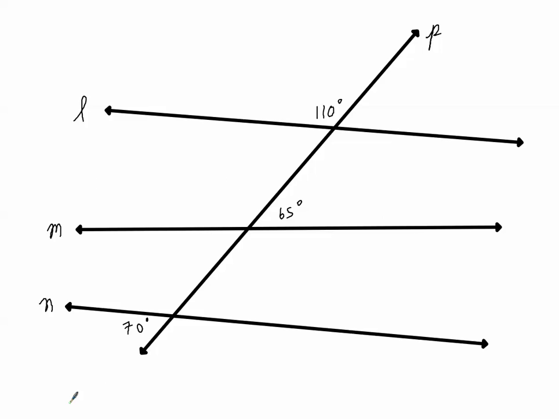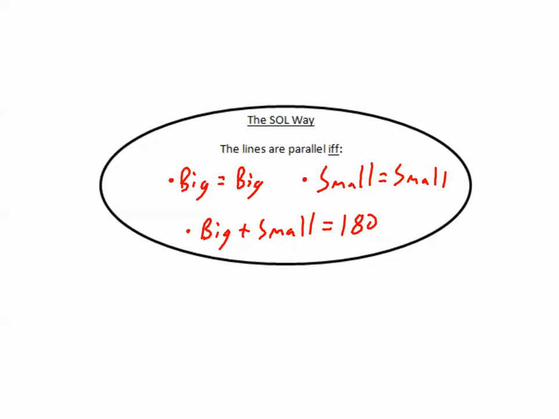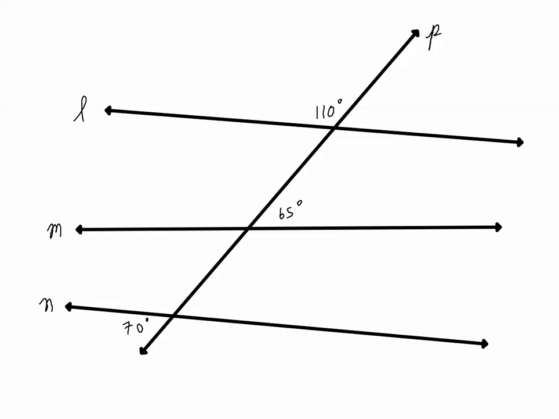You can see a lot of diagrams like this, because most of the time they're not going to be nice and pretty with just two lines. They're going to have a whole bunch of them, and you're going to have to find out, well, how can I tell if these are parallel? Remember, big equals big, small equals small. Big plus small equals 180. So let's take a look.